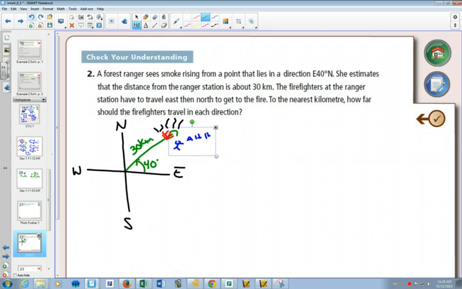Quite likely, right? They hear someone yell for help, then they see the smoke, and they say, oh, that looks like 30 kilometers away, because they're really good at that. But in order to get there, they have to travel east and then north, so what we need to do is draw our triangle. There's our triangle. We need to figure out how far we need to go in our x direction, how far to go in our y direction, and we can use trig to figure that out.